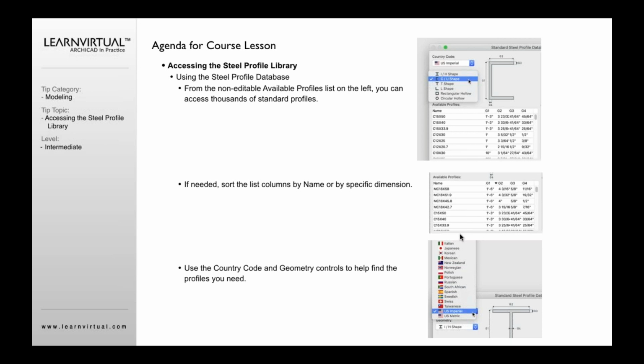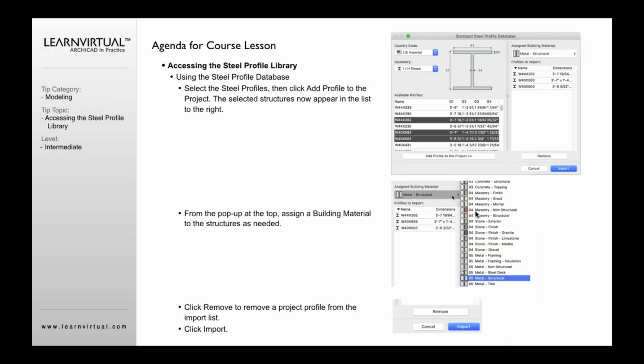So if you're working with a structural engineer and he's defined specific steel elements for your project, this is where you can add those in. Once you've done that, you then want to individually select each of your steel elements. Once you've selected those components, you click Add Profile to Project. It then adds them into our list on the right-hand side. By default, this list does not have anything in it. So once you've added your steel profiles in there, import will now become active.